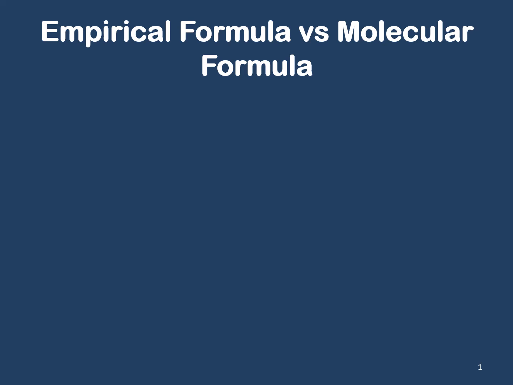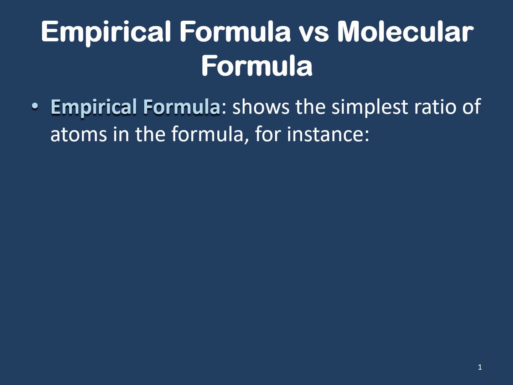Hello Chem 1A, this is Chapter 3, Lecture Video 9, and we're going to be talking about empirical formulas and how to determine them from percent compositions, as well as how to distinguish between an empirical formula and a molecular formula. So an empirical formula shows the simplest ratio of atoms to one another in a formula.